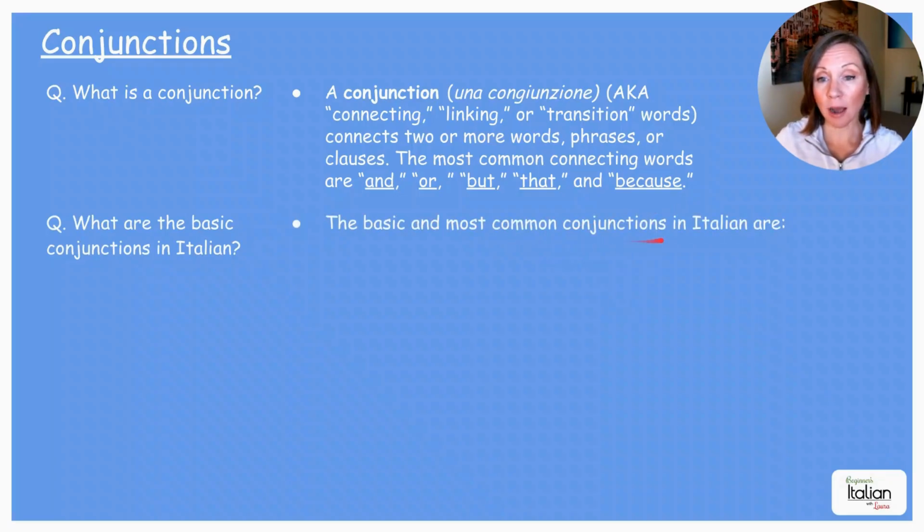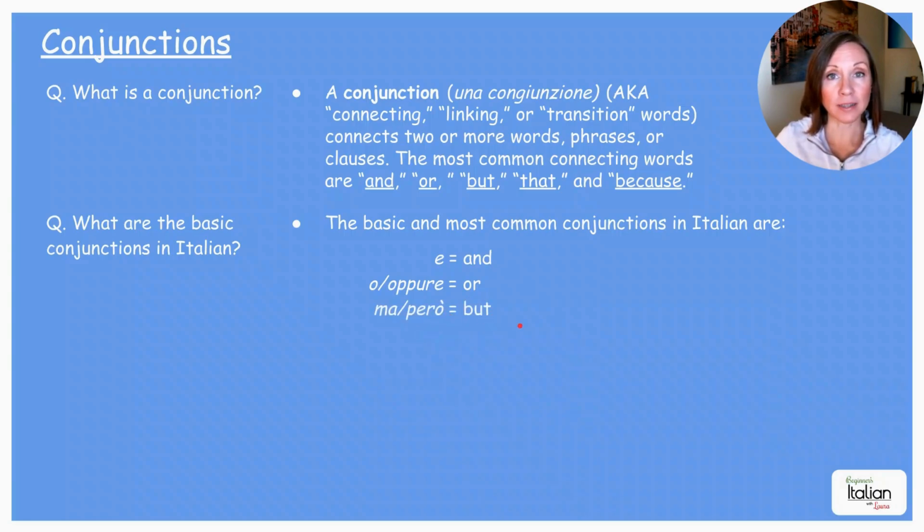What are the basic conjunctions in Italian? The basic and most common conjunctions in Italian are e, which means and, the same word as è, but it does not have an accent. When you see an accent, it means is in the third person singular, but without the accent, it means and. O or oppure means or. Either one of those is fine. Ma or però means but. Again, you can use either one. Che means that, and perché means because or why. It means both of them.